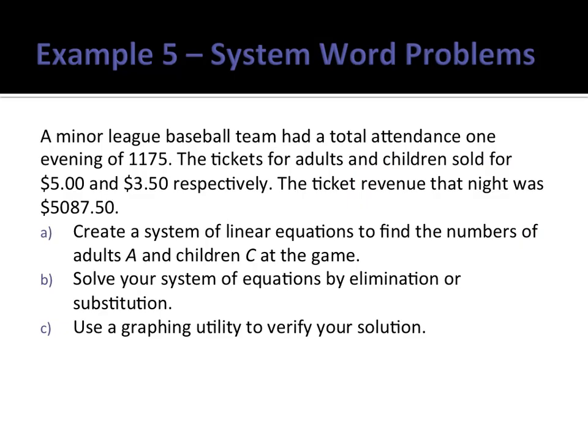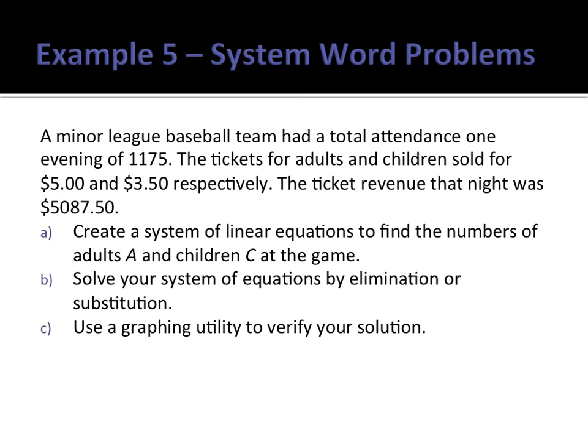Okay, last one. This says a minor league baseball team had a total attendance one evening of 1,175. The tickets for adults and children sold for $5 and $3.50 respectively, which means, in that order, the ticket revenue that night was $5,087.50. A says create a system of linear equations to find the number of adults and children at the game. B says solve your system of equations by elimination or substitution. C, use a graphing utility to verify your solution.